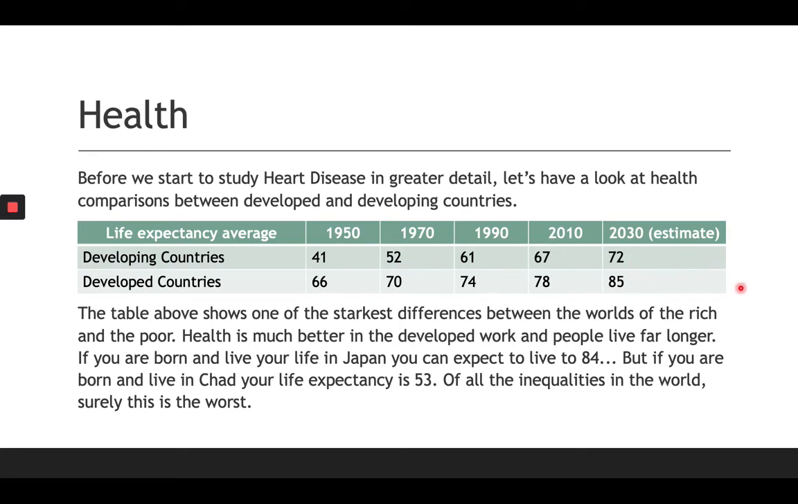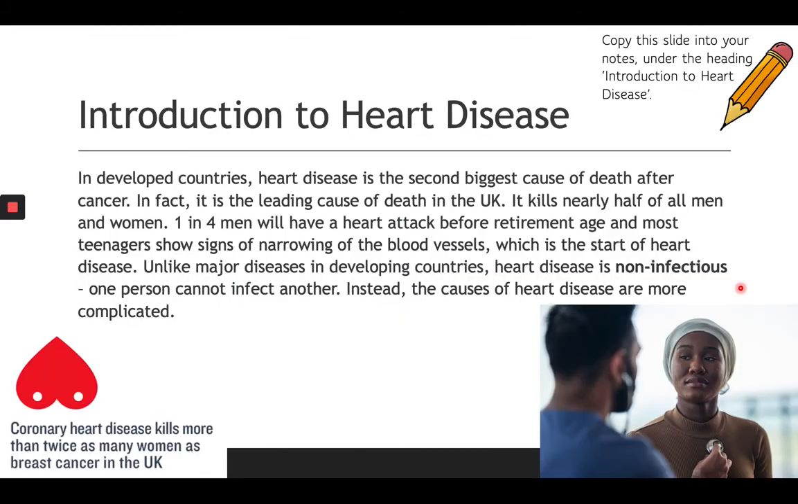So this table shows one of the starkest differences between the worlds of the rich and the poor. Health is much better in the developed world, and people live far longer. If you are born and live your life in Japan, you can expect to live to 84. But if you are born and live in Chad in Africa, your life expectancy is 53. Of all the inequalities in the world, surely this is the worst. It is quite staggering, really.